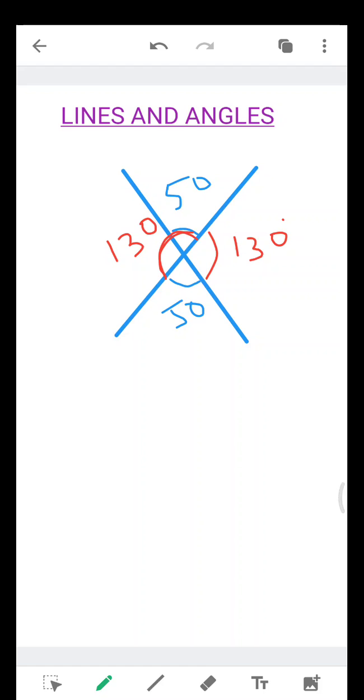Then I also told you about complementary and supplementary angles, and you all have written that in your classwork. Now let's continue with exercise questions.